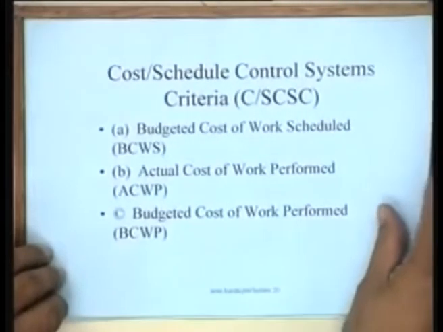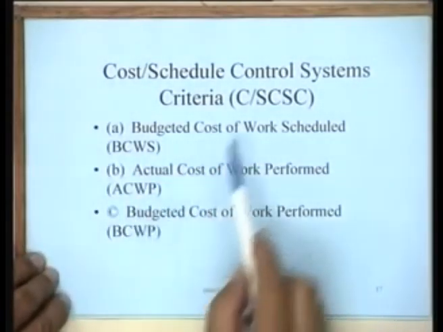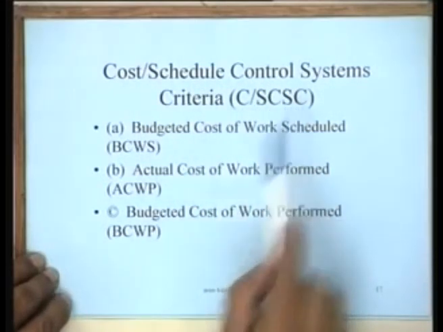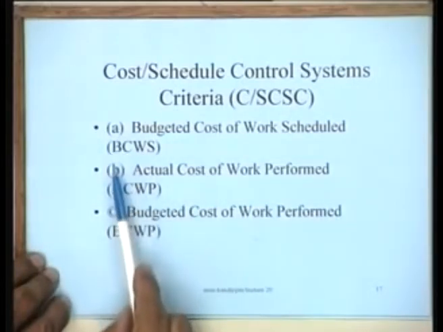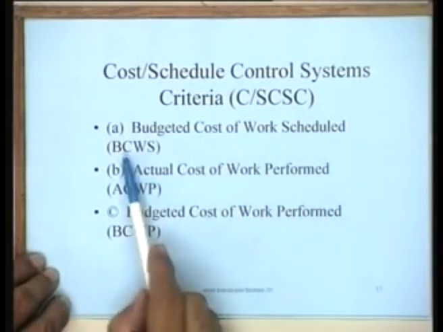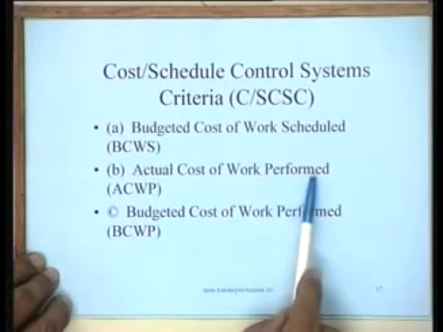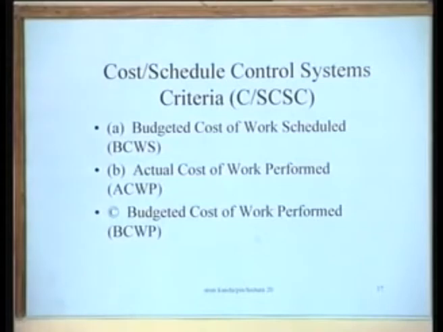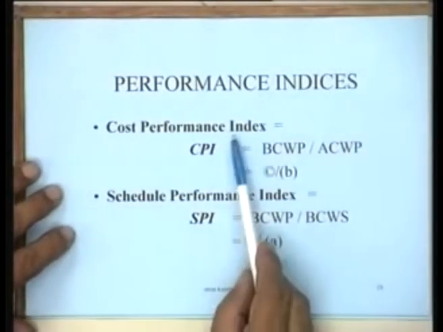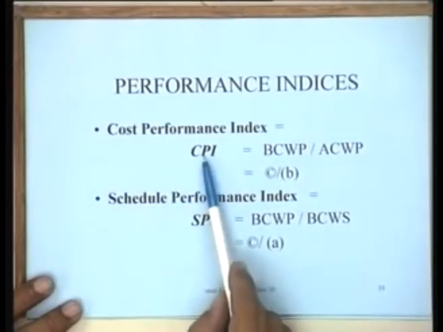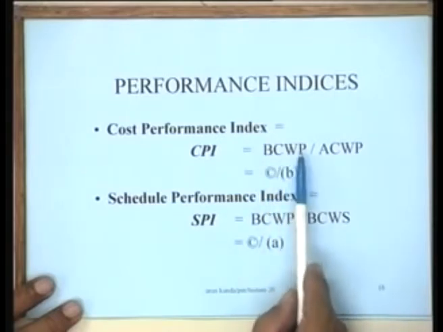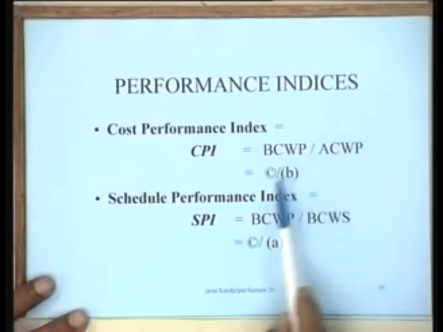Now there are some cost schedule control systems criteria, which give names to the three curves that we called A, B and C. They give this name: budgeted cost of work scheduled, which is A; actual cost of work performed, which is B; and the budgeted cost of work performed is BCWP, which is C. And on the basis of this information, you can define a cost performance index and a schedule performance index. The cost performance index is nothing but the curve C divided by B, as we had seen. So the budgeted cost of work performed divided by the actual cost of work performed, C by B.